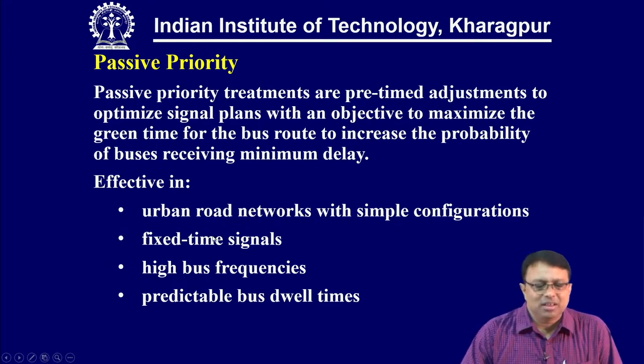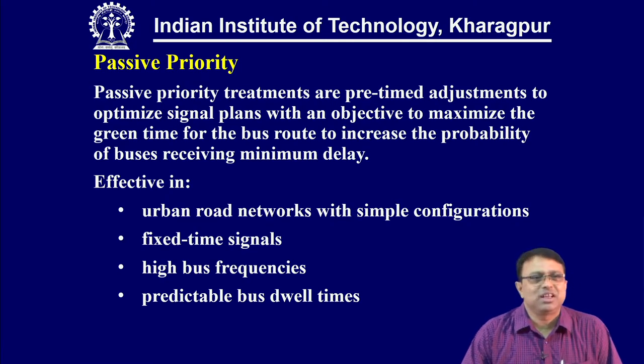Passive priority is effective when an urban network is there with simple configuration, and then you have to operate with fixed time signals. Say in the Indian scenario, almost all our signals are fixed time signals. So, you cannot overnight assume or expect that everything will be sensor based, and that vehicle to controller communication will happen, and all this. Maybe over a period of time it will happen, but as on date we still have to go with the fixed time signal. Then there are high bus frequencies and predictable bus dwell time.